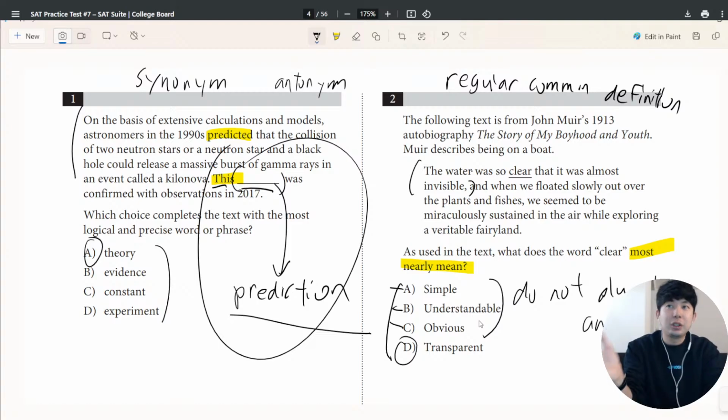What typically happens on the advanced ones is that they're using it in a slightly less common way, or a metaphorical way, or, you know, a literary way. Okay.